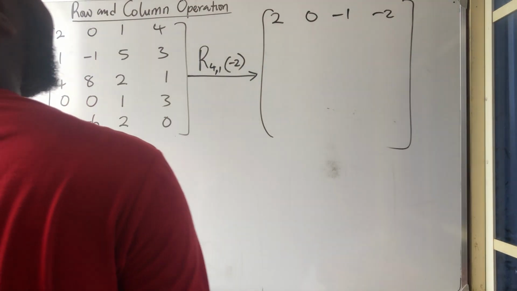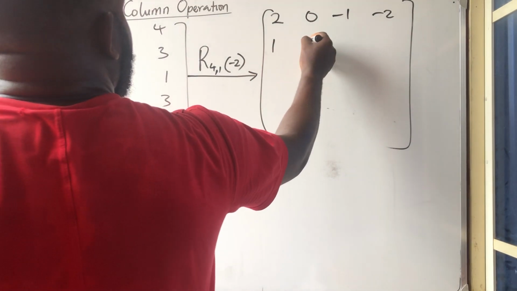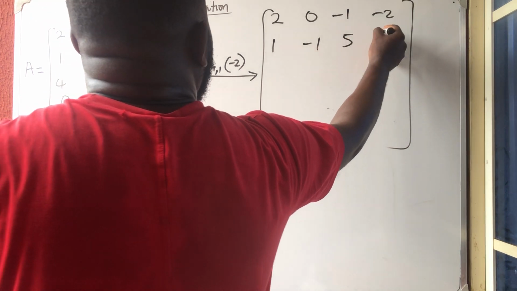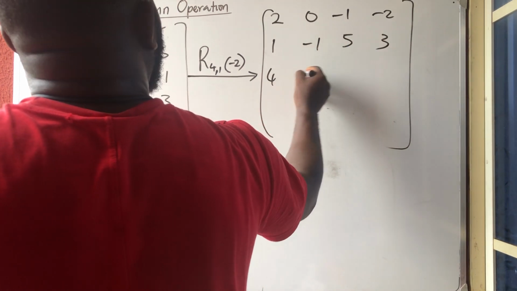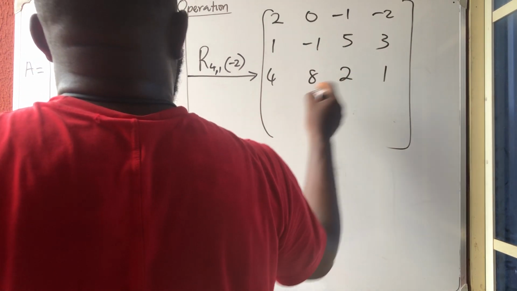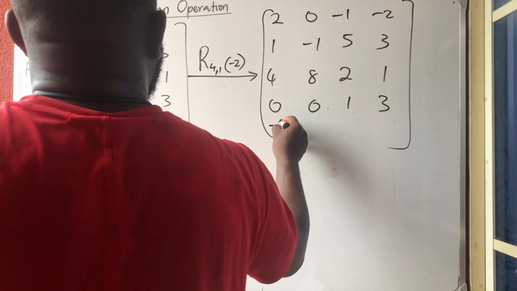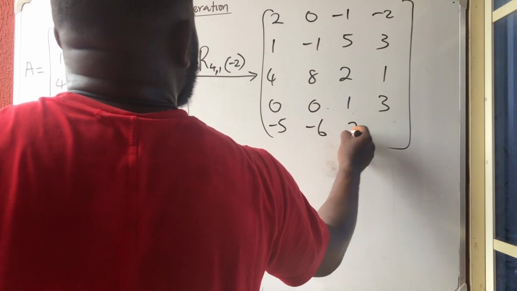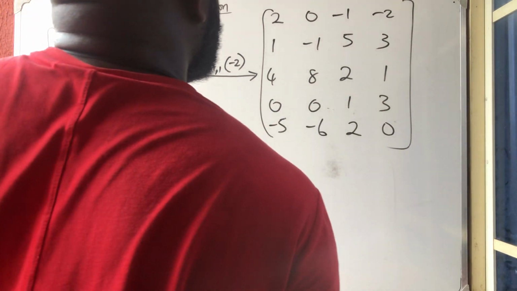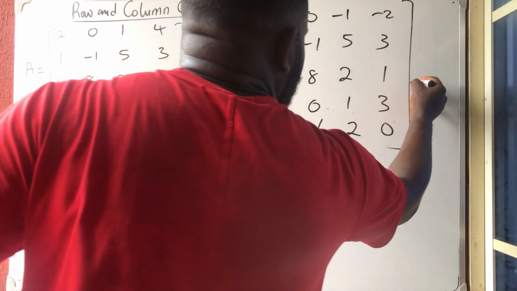Then write the rest the way they are by saying 1, minus 1, 5, and 3, 4, 8, 2, and 1, 0, 0, 1, and 3, minus 5, minus 6, 2, and 0. So the same thing is applicable from this answer. Let's do the next one now.